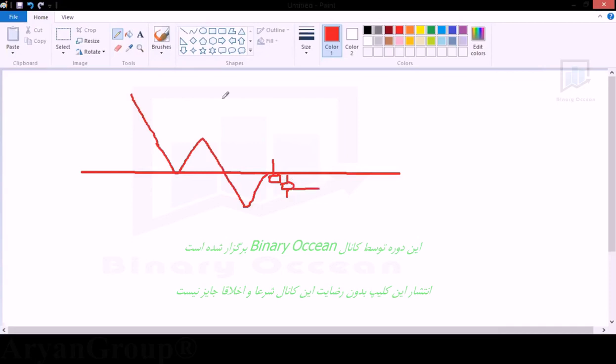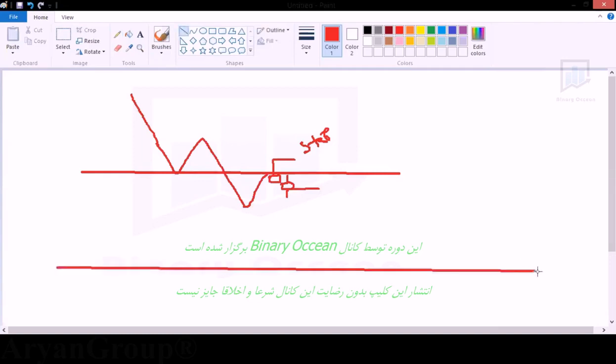This is our entry point, and above this wick is our stop loss point. Just above this wick or at this wick, it will be your stop loss point. This is your entry point. You can exit from the market if there is any strong reversal point in the market. If this is a strong reversal point, you can exit from the market here.